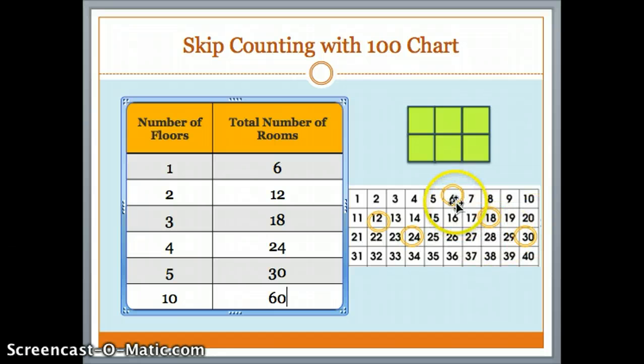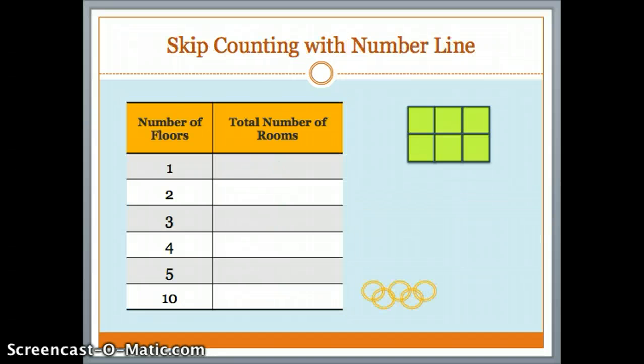Remember, you circle by the number that you're counting by, and that tells you, when you count your circles, which floor it is and how many rooms there are. The last strategy we're going to look at is skip counting with a number line. Sometimes you don't have a 100 chart, so you can make your own number line to help you count the same way we do with a 100 chart. So I don't have a 100 chart, I'm just going to go ahead and count.